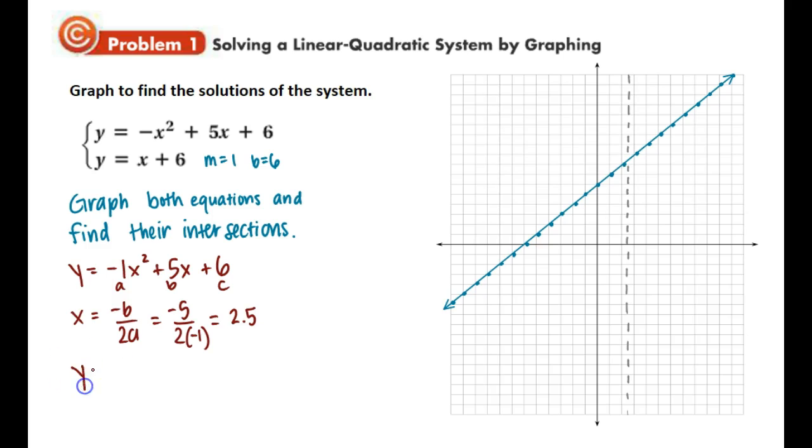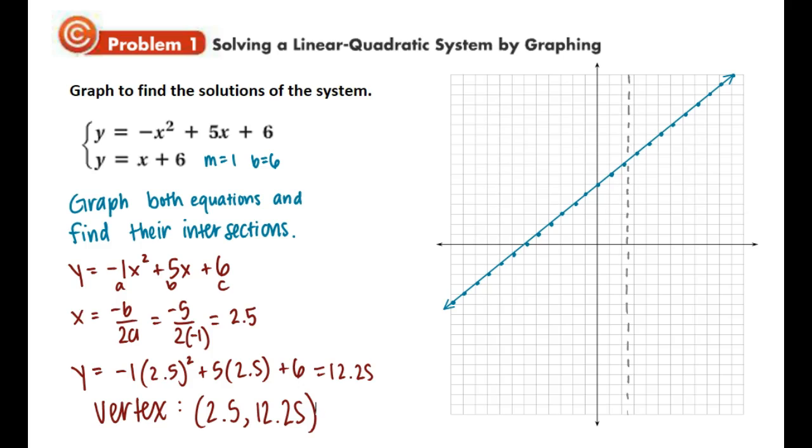Now to find the y coordinate, we're going to take 2.5 and substitute it in for x in the original quadratic. When we simplify that, we get 12.25. That means our vertex is at the coordinate 2.5, comma 12.25. So now let's plot that.